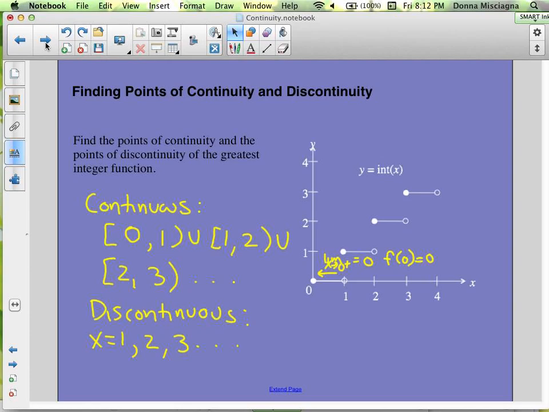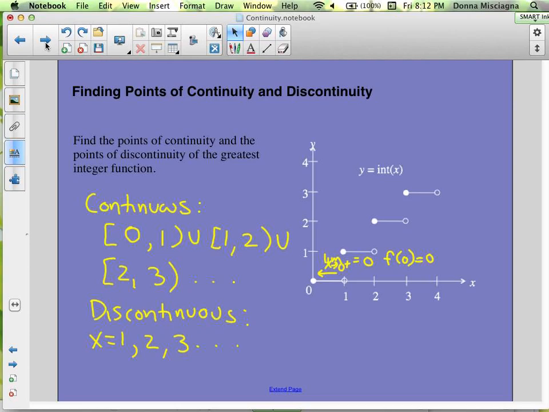And here is our greatest integer function. We're looking at where it's continuous and discontinuous. This is a nice one to do that with because it's got so many points of discontinuity. Notice the bracket. The greatest integer function is continuous at the left end points, so each little piece at the left end point is continuous.